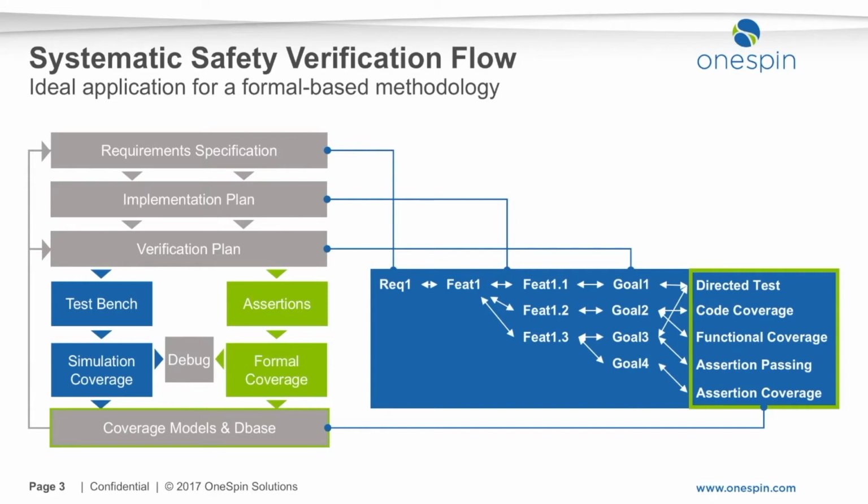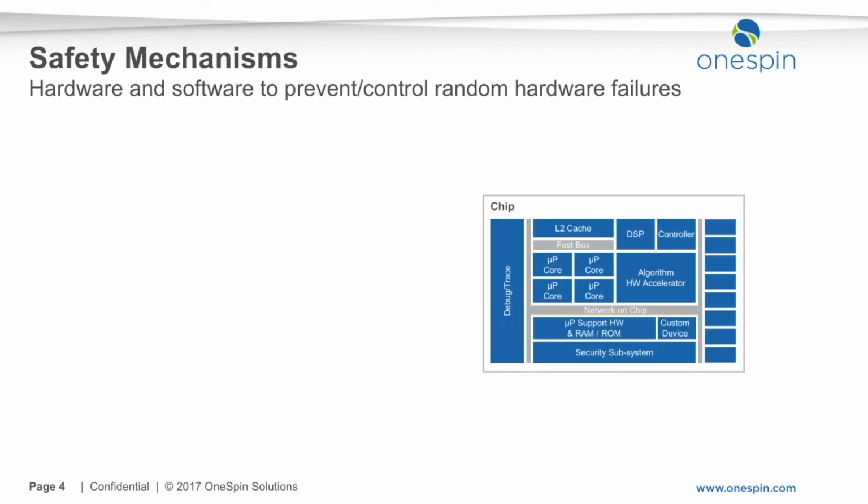OneSpin Quantify can be applied to this set of assertions to track progress using familiar coverage metrics, including statement and branch coverage. This allows us to ensure that the assertions cover all hardware functions. Simulation and formal process results can be merged to achieve the overall coverage goals. We've looked at addressing systematic failures. Now let's explore how safety mechanisms can be used to prevent or control random failures.